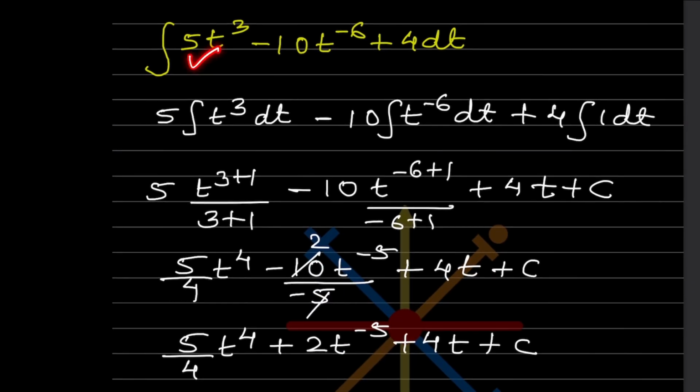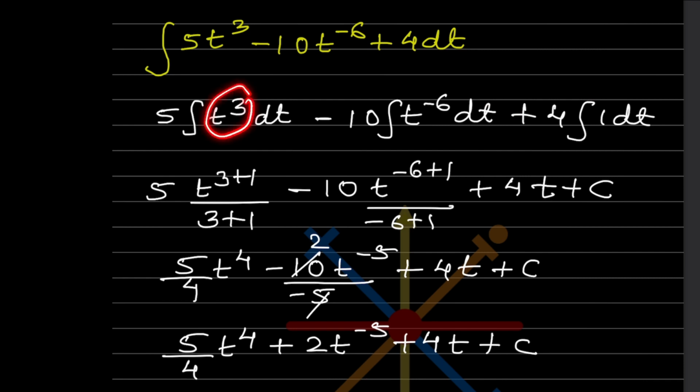This is a constant, so it will go outside. Let us take the integration separately first. So minus 10 integration of t raised to minus 6 dt, because here is t, so we are writing in terms of dt. So if it was x, then you could have written here dx. Plus 4, this will be what remains inside as 1 dt.